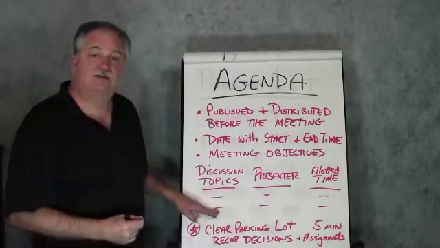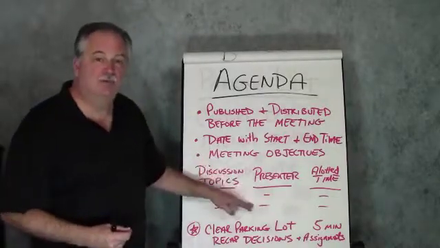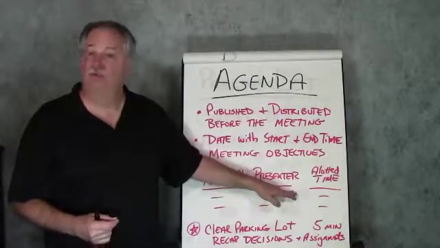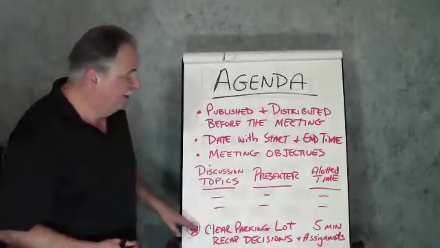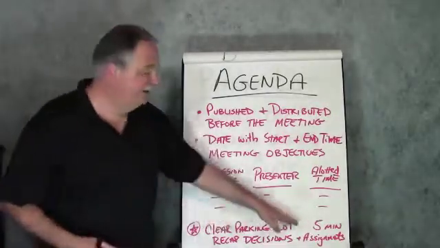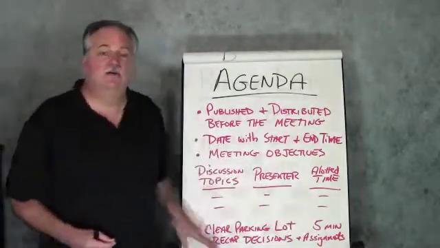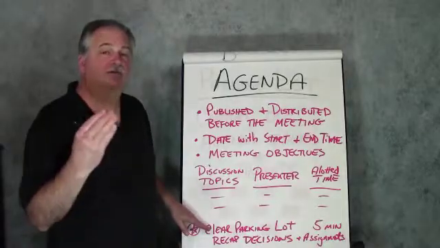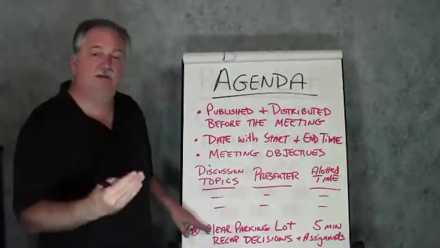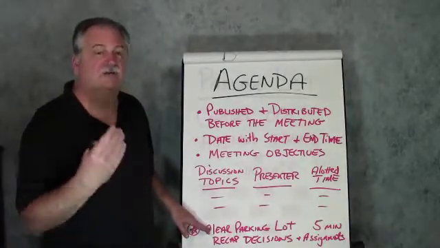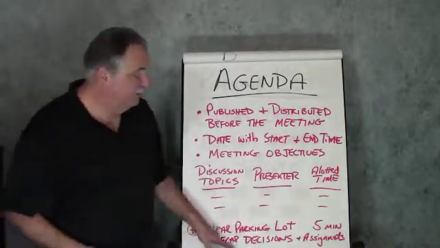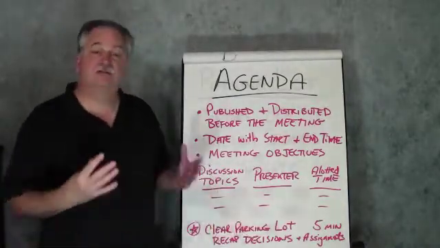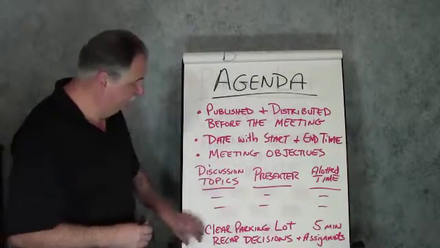Then, what are the discussion topics? Make a list. Who's going to present it? How long do they get to present that? And we're going to stick to this time contract. And then the last thing, make sure we save at least 5 minutes at the end so we can clear the parking lot for any of those off-topic things that came up. Ideas, suggestions, whatever. Make sure that we can clear the parking lot and then recap any decisions or assignments that were made during the meeting.